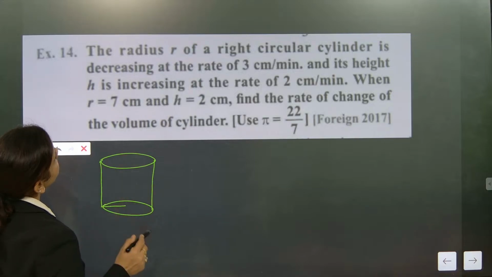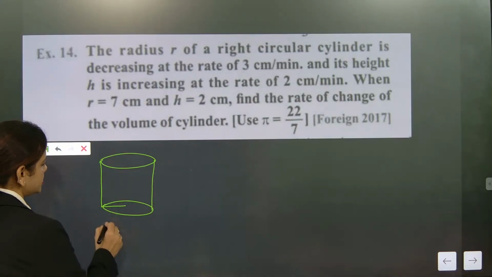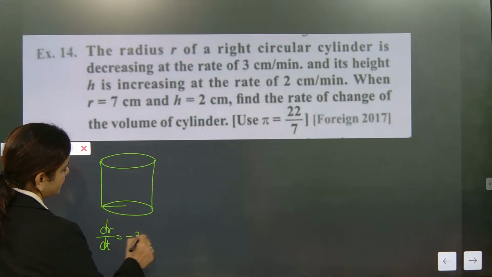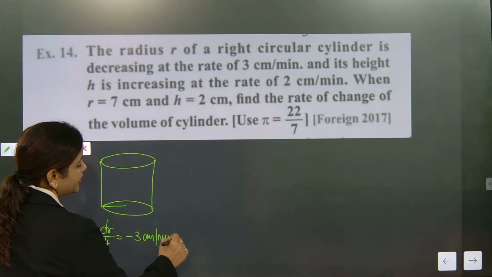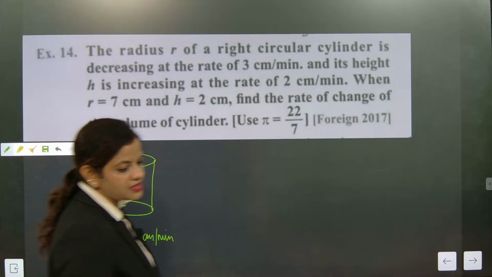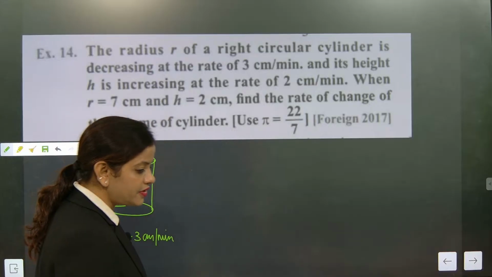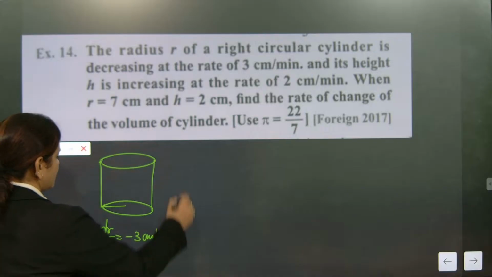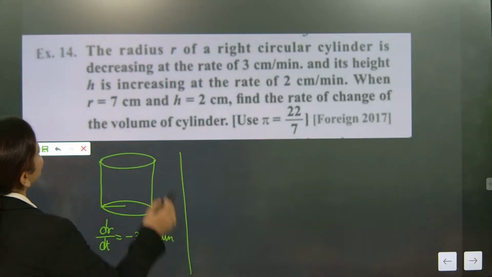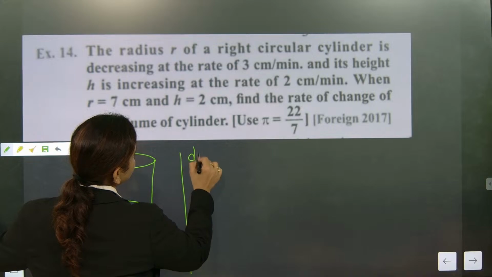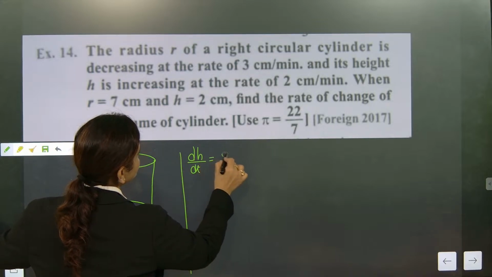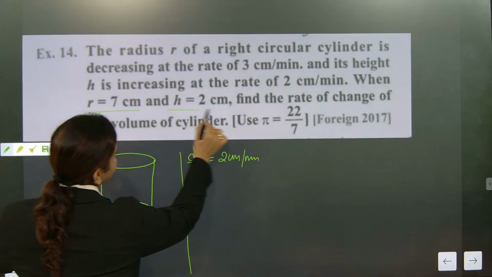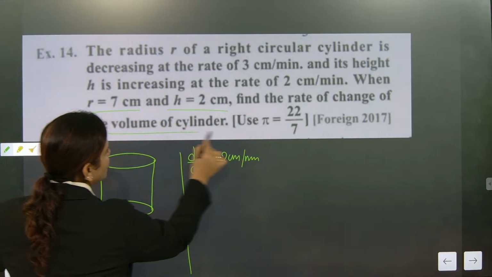Now, what they are telling is that the radius of the right circular cylinder is decreasing. That means dr by dt is decreasing with -3 centimeter per minute. I told you, when there is a decrease, the answer will become minus. Hi, Alvin. Alvin is there online. After that, what is written is that its height is increasing. So dh by dt is given as 2 centimeter per minute. Okay. When radius is 7 and height is equal to 2, find the rate of change of volume of the cylinder.